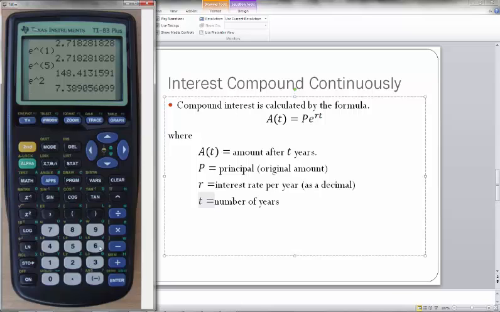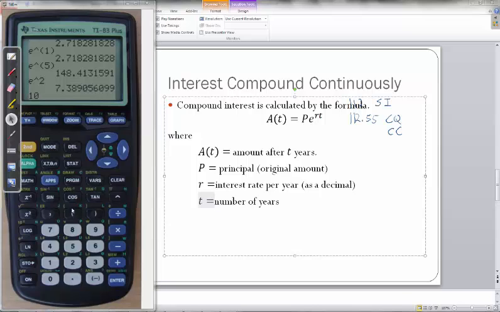So we would have 100 times e to the, we had 12% interest, so 0.12, and then times 1, so it's just 0.12. Yeah, we end up with 112.75. So a 20-cent difference. Not a lot of difference, but a difference nonetheless.